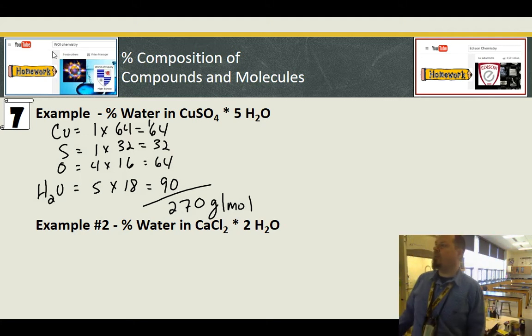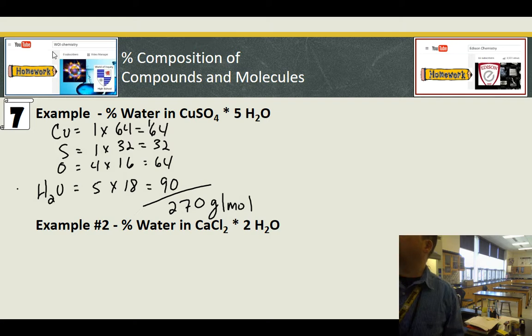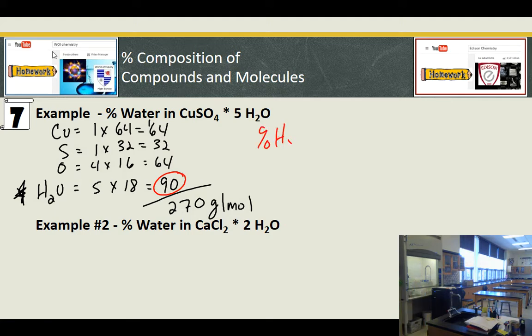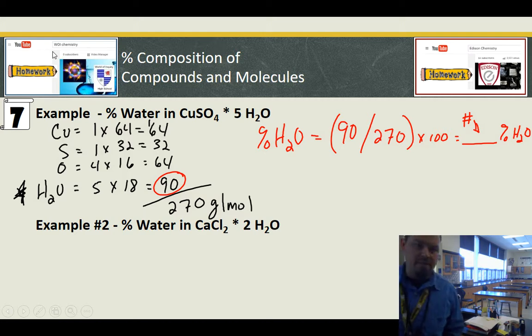And then, because I did this the long way, there's the mass of my 5 waters right off the bat. It is 90. So my percent water equals 90 divided by 270. And I'm going to multiply that by 100, and that's going to equal my percent water. I need a number in there. Tell me what that number is. I got faith in you that you can calculate that number.